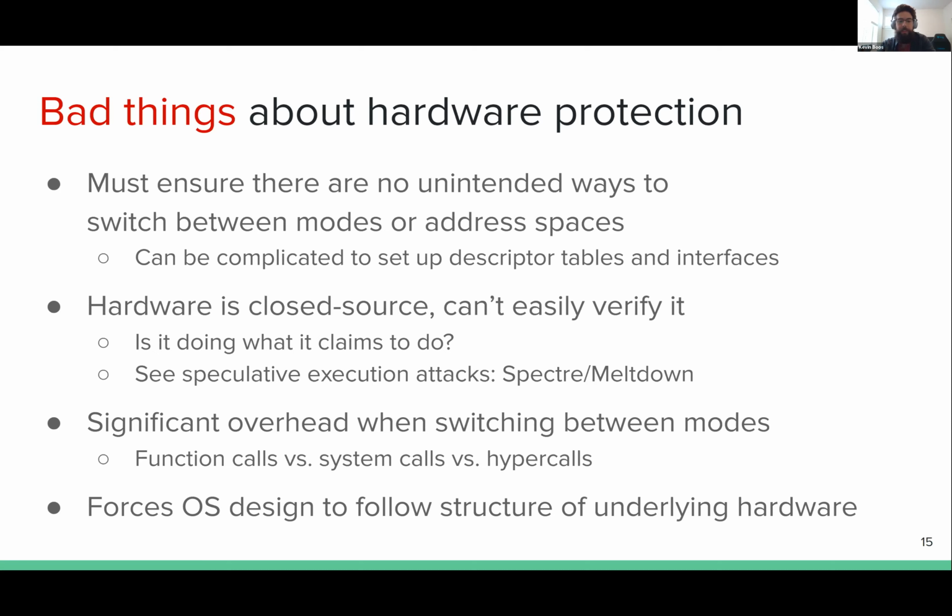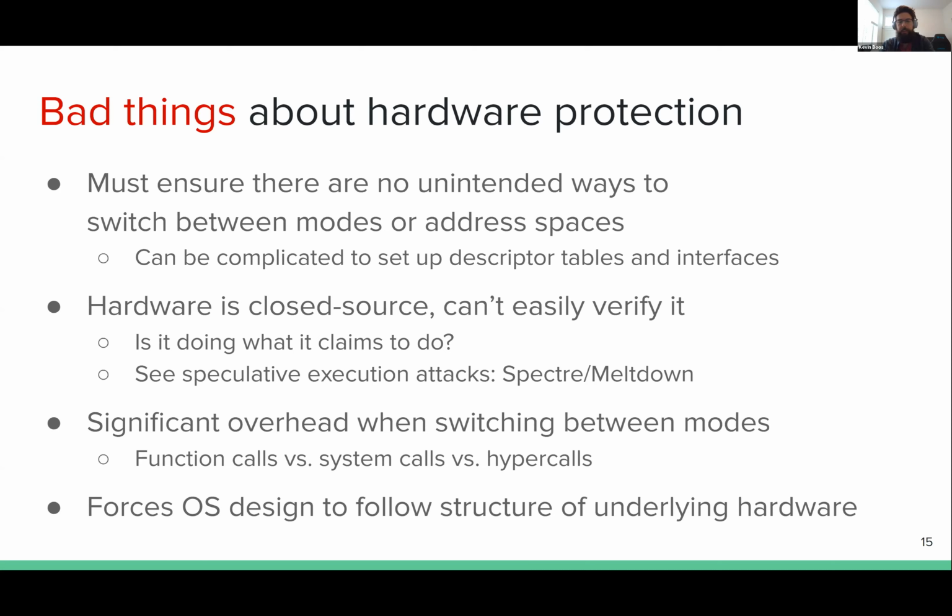There's also pretty significant overhead when you're switching between these modes. For example, consider the overhead of a function call, which is from one ring to the same ring in the same address space, versus a system call, which is from one ring to a different ring in the same address space, or hypercalls, which is from one ring to another, like a hypervisor or an underlying virtual machine monitor. Right? Each one of these has successively more overhead than the last.